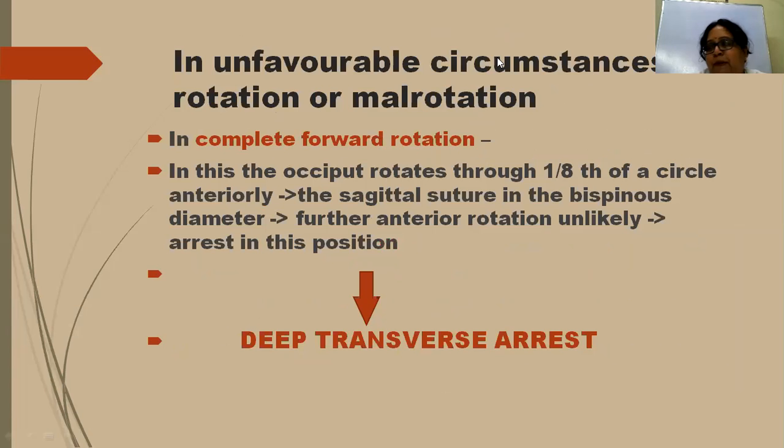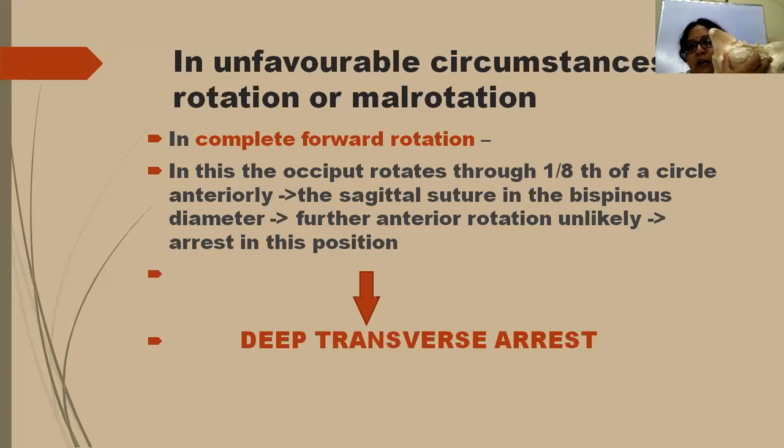So what happens when the circumstances are not favorable? So in incomplete forward rotation, what will happen? So this is your pelvis. This is the occipito-posterior position. Usually this will be rotating, coming to lie behind the symphysis pubis like this, and then delivery will occur. So what happens in unfavorable positions? The occiput from here will undergo only a short rotation to lie like this.